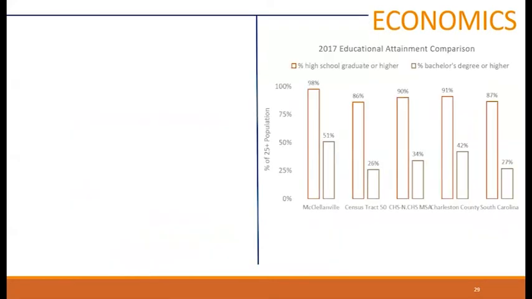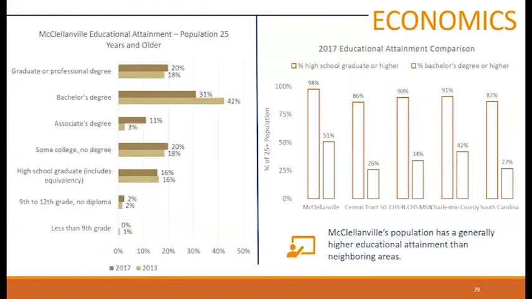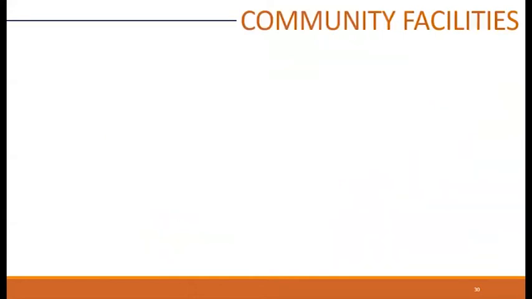The town has a very high graduation rate for high schoolers at 98%, as well as bachelor's degree holders at 51%, quite a bit higher than the other geographies we're showing here. Educational attainment levels are further broken down by the various degree types. You can see, again, the bachelor's and even graduate professional degree holders are quite high.